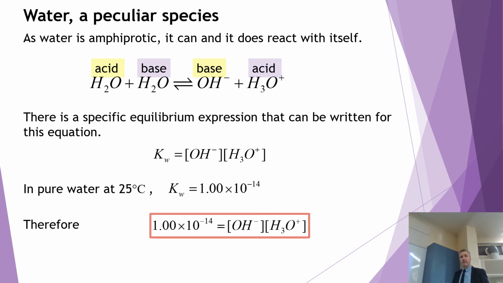Exactly. So it's similar to the Ks. We just put the products. Okay. But we need to remember this value. This value never changes. The Kw for water is always 1 times 10 to the negative 14 at 25 degrees. If it gets hotter, the Kw gets bigger. So, but we put these two together, and I get rid of the Kw, and I get that the concentration of OH minus times H3O plus equals 1 times 10 to the negative 14.